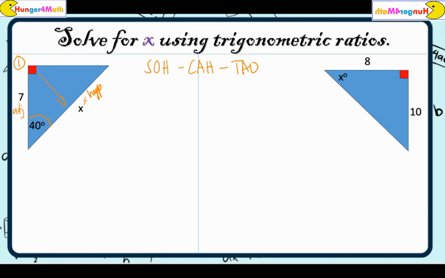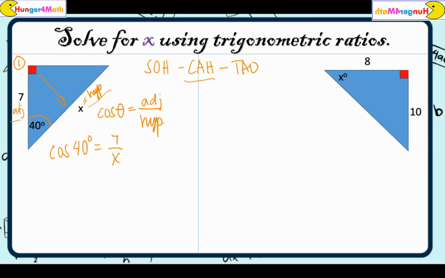Now which of these three is with adjacent and hypotenuse? And that is the CAH, or cosine is equal to adjacent over the hypotenuse. So let's use that. Cosine theta is equal to adjacent over the hypotenuse. Now let's substitute. So that will be cosine. Theta is represented by the angle, so that angle is 40 degrees. So that is cosine 40 degrees is equal to adjacent, and that is 7, over the hypotenuse, that is x.